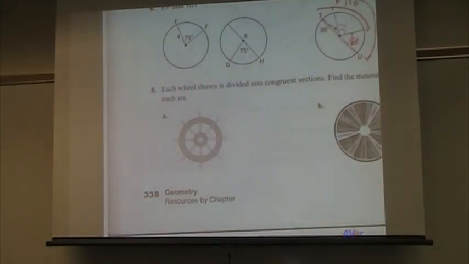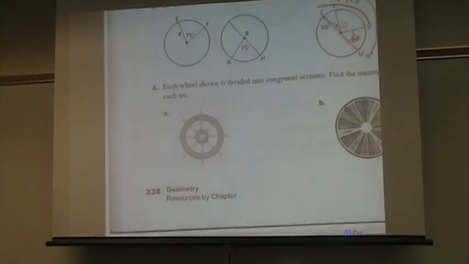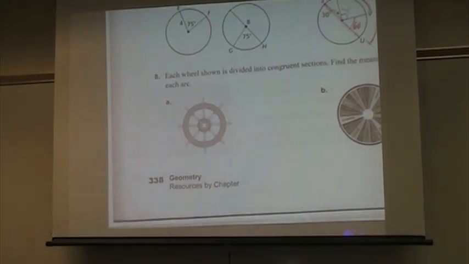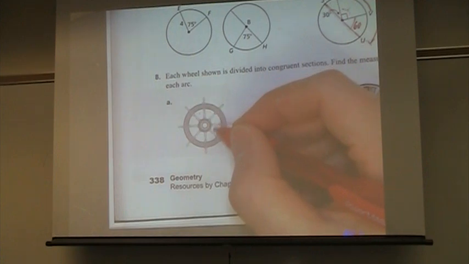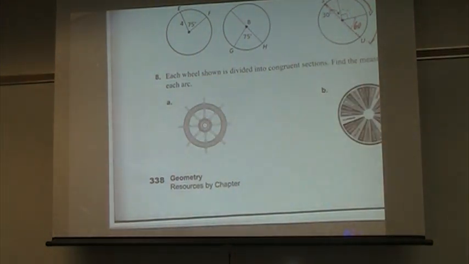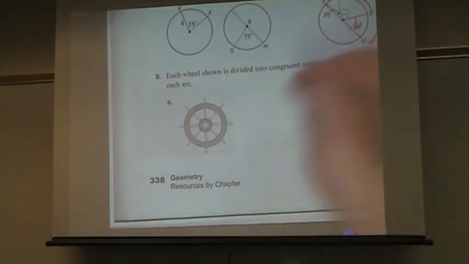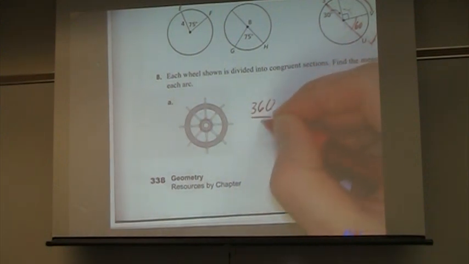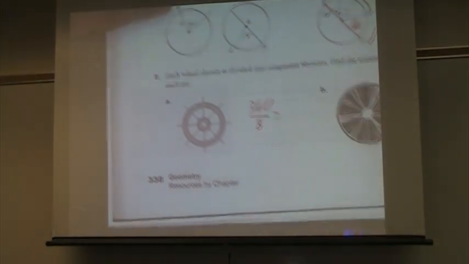Let's see, what do we have here? Each wheel is divided into congruent sections. Find the measure of each arc. Well, that's kind of fun. Pretty much all you do is identify how many sections you have. 1, 2, 3, 4, 5, 6, 7, 8. We got 8 sections. How many degrees in a circle? 360. Divide by number of sections, and you've got your answer.